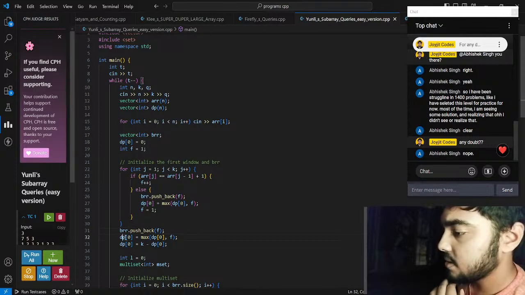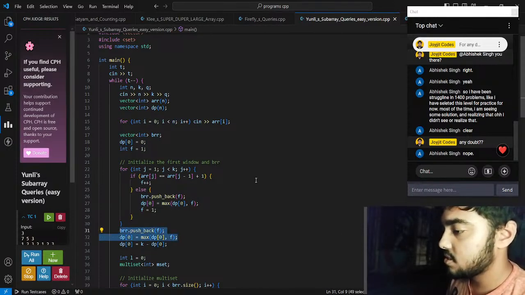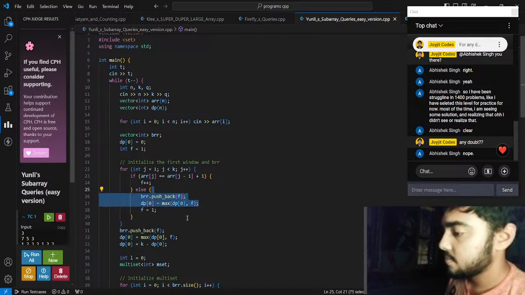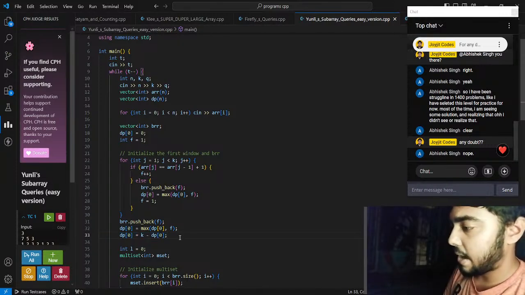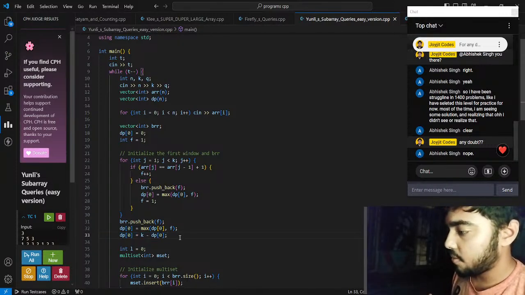And this dp thing is just the repetition of this thing. And dp of 0 is k minus dp of 0, as I told you, because whatever the maximum is, you have to subtract that from the total size of the subarray.